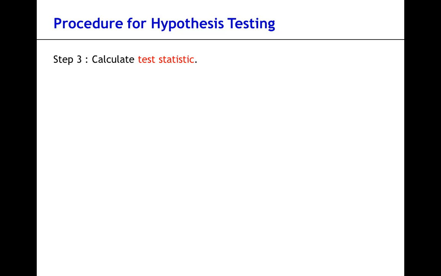Next, step 3. Determine the test statistic. F star can be calculated by taking group mean square divided by the mean square of the error, which can be found in the summary table for ANOVA.